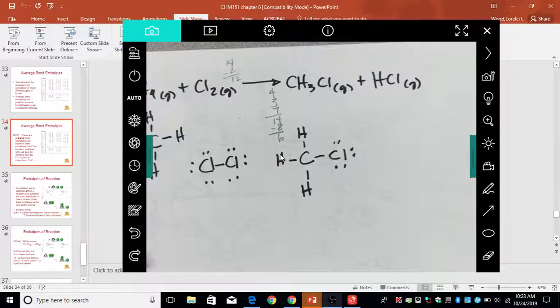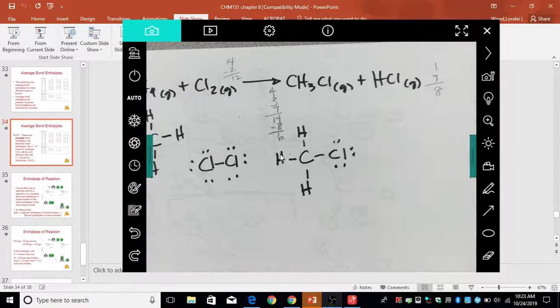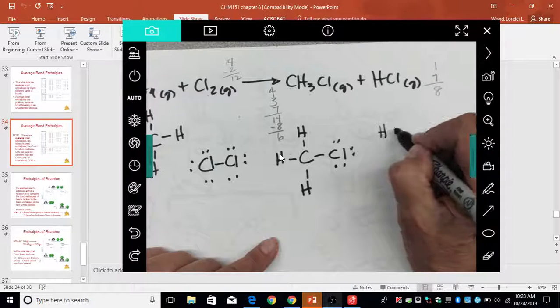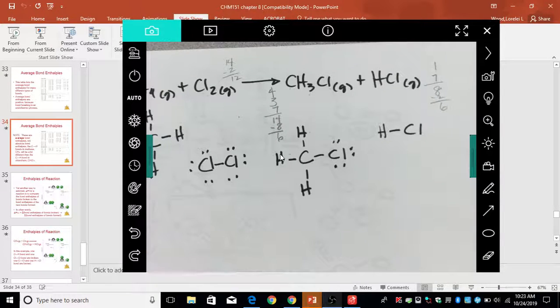And finally, good old HCl. Hydrogen has 1, chlorine has 7. There's a total of 8. I'm going to draw HCl. It looks like this. Subtract the 2. Leaves me 6. What am I going to do with those last 6 electrons?